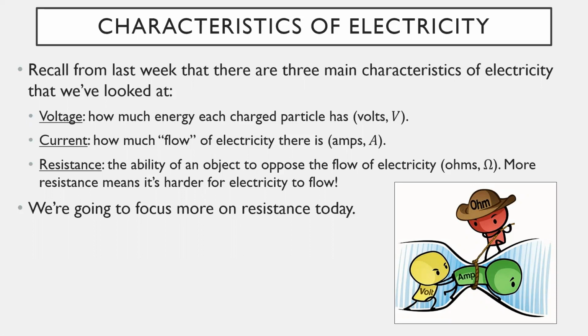Resistance, on the other hand, the one that we're really going to have to look at a bit today, is the ability of an object to oppose the flow of electricity. It's measured in ohms, which is represented by the Greek symbol omega. More resistance means it's harder for electricity to flow. So if you have a high resistance, it's going to be really tough for electricity to flow through that object. Sometimes you want to control the resistances for various purposes, and we'll see about that later. So again, we're going to focus more on resistance today rather than voltage or current.